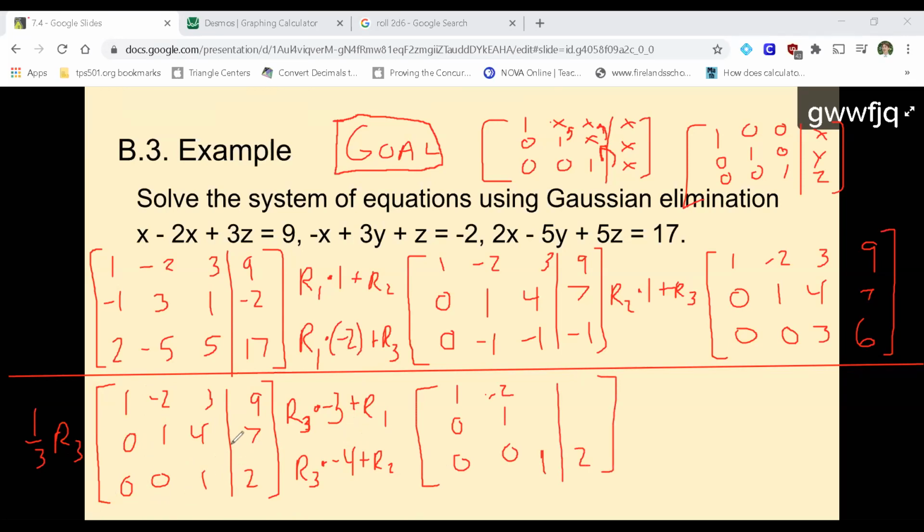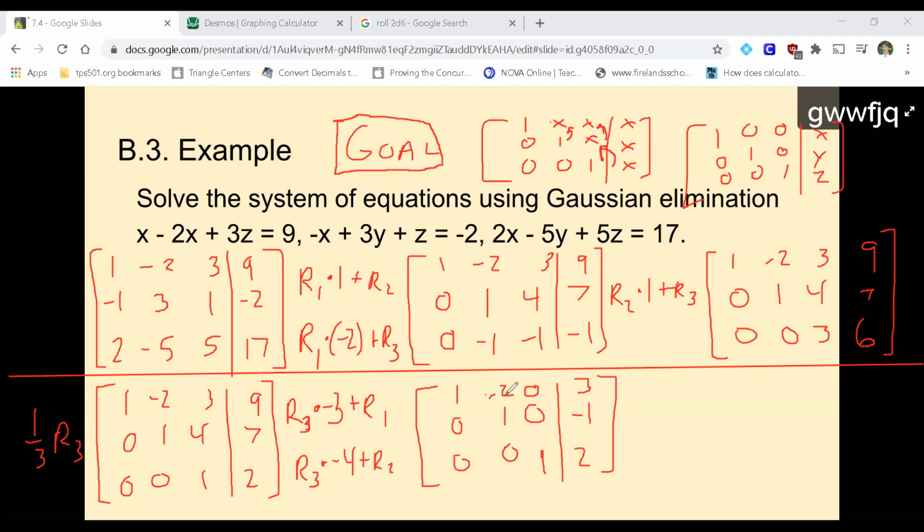Okay, so now let's do this first row. 1 times -3 is -3, plus 3 is 0. 2 times -3 is -6, plus 9 is 3. 1 times -4 is -4, plus 4 is 0. 2 times -4 is -8, plus 7 is -1. All right, you see I'm almost done.